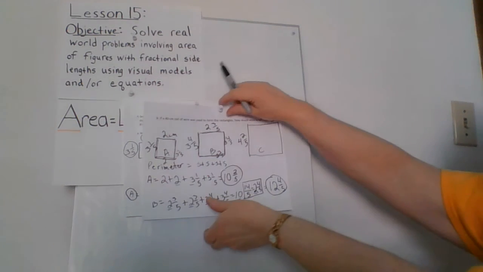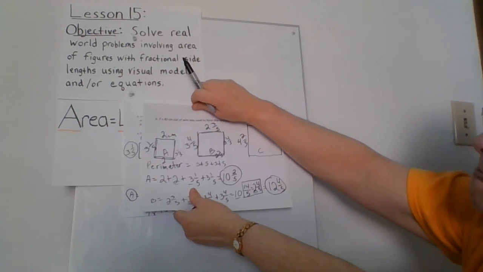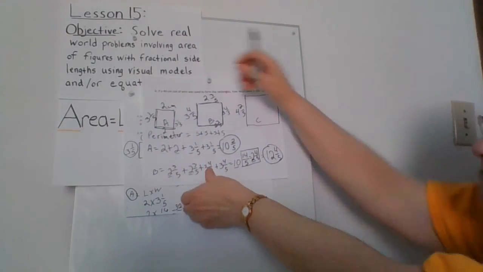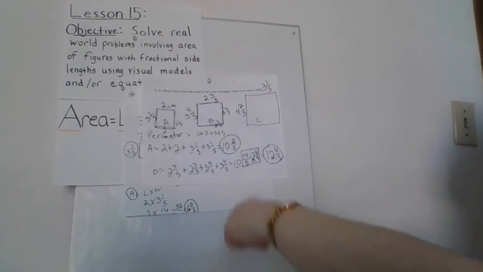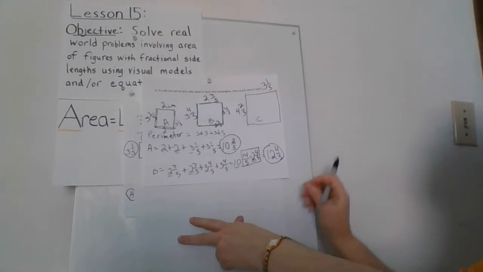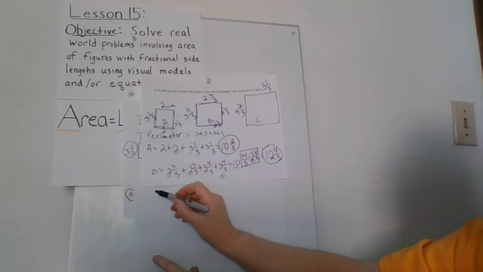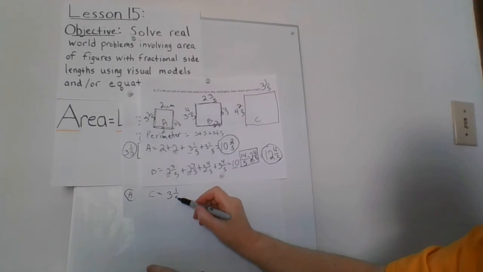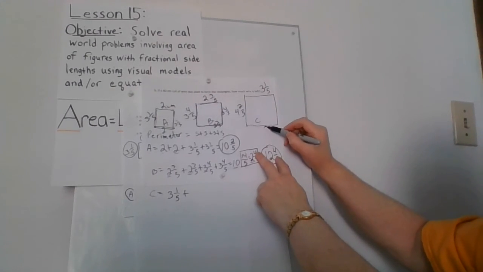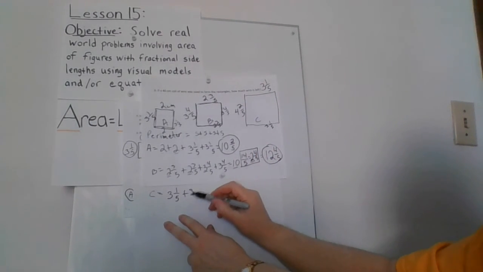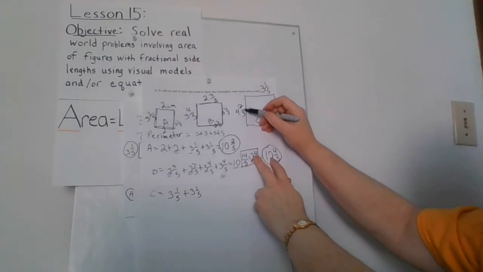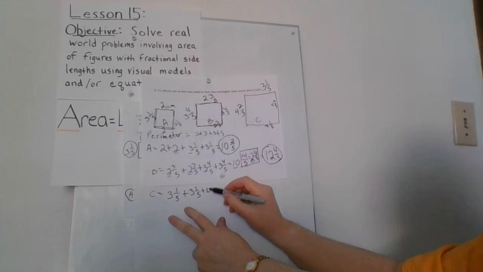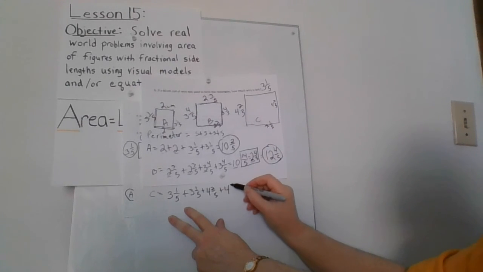Now I'm going to go ahead and move this up. Now we're going to do letter C. The perimeter for letter C, I have 3 1/5. If this is 3 1/5, so is this, plus 3 1/5. If this is 4 2/5, so is the other side, 4 2/5, plus 4 2/5.